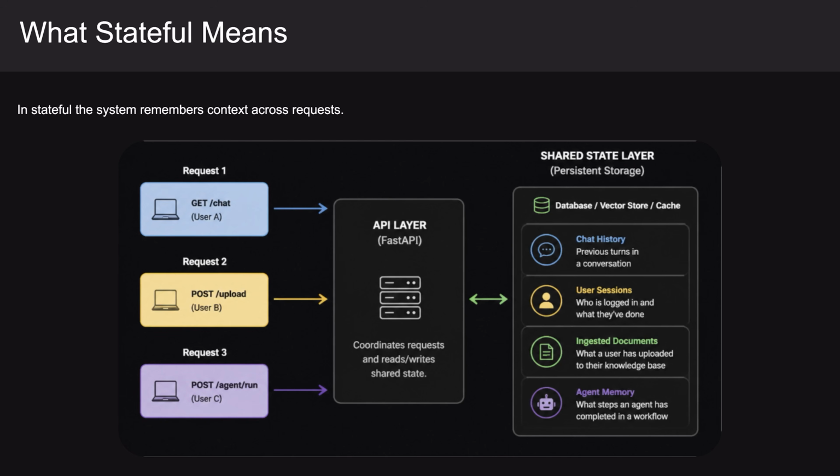The API layer coordinates requests and reads and writes to that shared state. That's the keyword, coordinates. It doesn't store anything itself. When the /ask endpoint handles a query, it reads the conversation history from the database, adds it to the prompt context, calls the LLM, then writes the new exchange back. FastAPI is the middleman. The state lives in storage, not in the server.